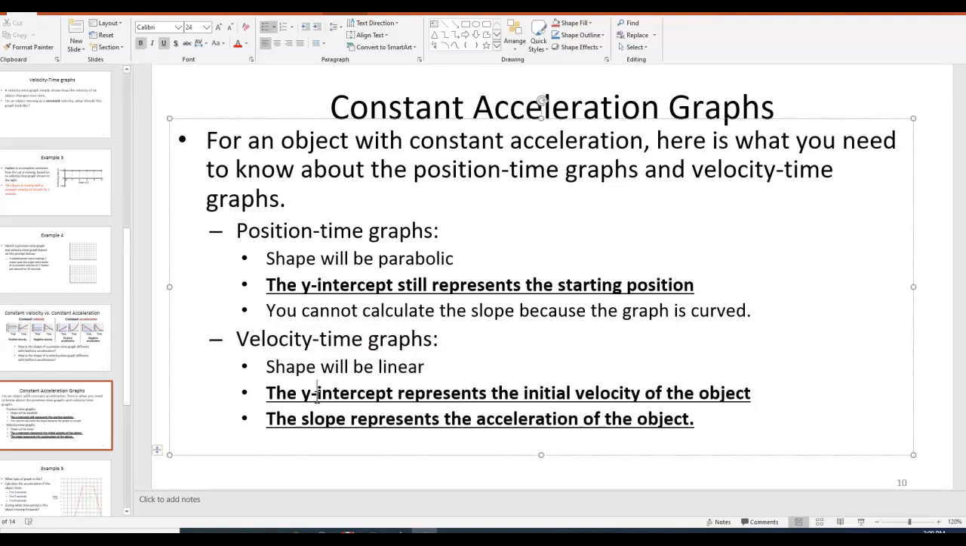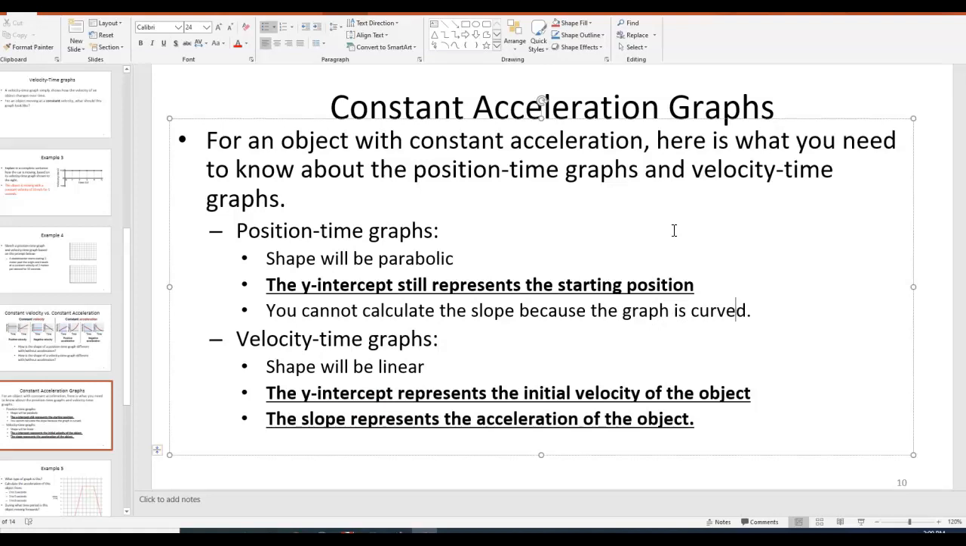The y-intercept represents the initial velocity or the beginning velocity of the object, and this bottom one is the most important. On a velocity time graph, the slope represents the acceleration of the object. Okay, on a velocity time graph, the slope represents the acceleration of the object. On a position time graph, the slope represents the velocity of the object.